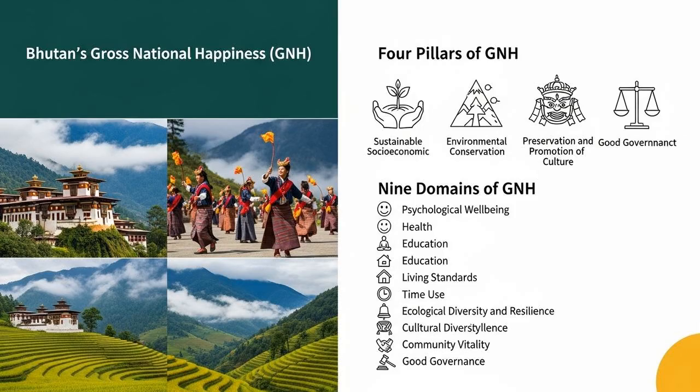The small Himalayan kingdom of Bhutan has taken this idea a step further, famously replacing GDP with GNH, or Gross National Happiness. GNH is a philosophy that guides the country's development based on four pillars: sustainable development, environmental conservation, cultural preservation, and good governance. These are measured across 9 domains, including psychological well-being, community vitality, and time use. It's a radical and holistic reimagining of what national success means.